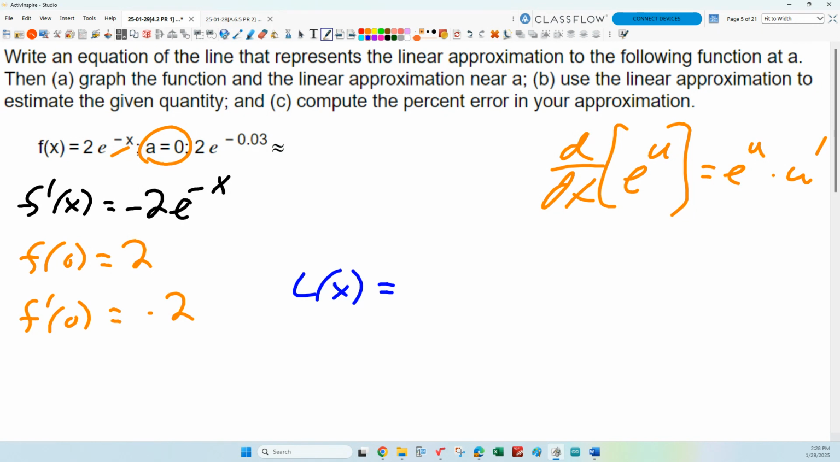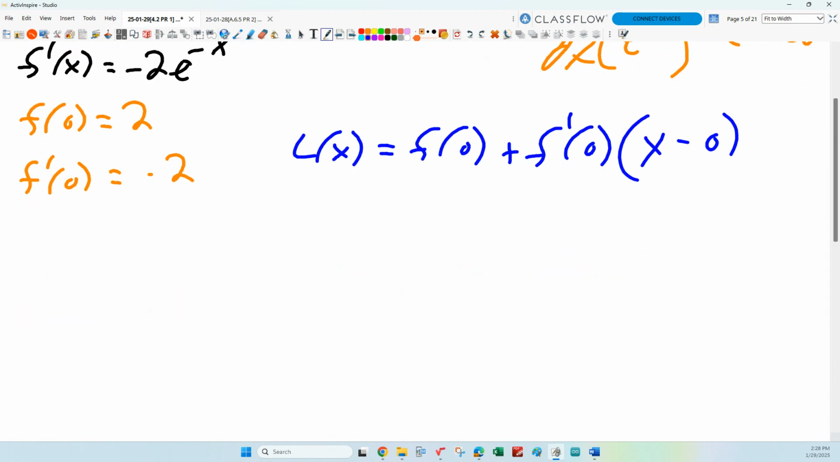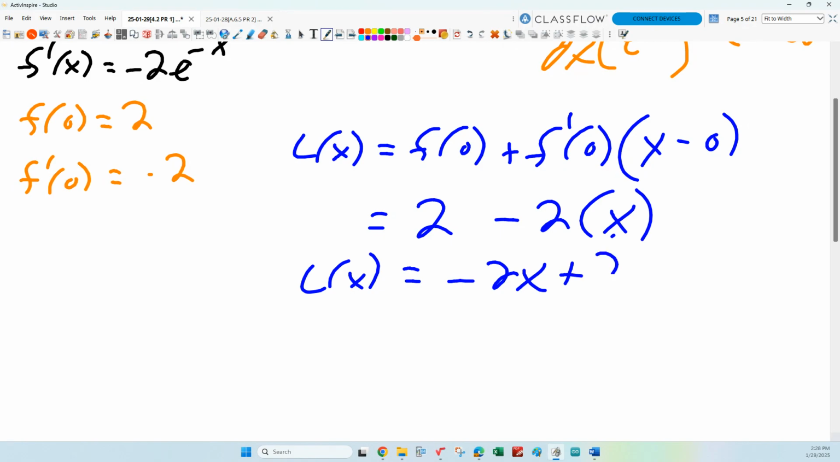Okay, so what's our linearization then? L of x equals f of 0 plus f prime of 0 times x minus 0. Well, f of 0 is 2 and f prime of 0 is negative 2. So I just get negative 2x plus 2. Everybody agree?